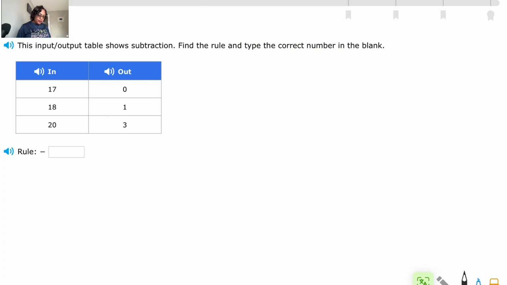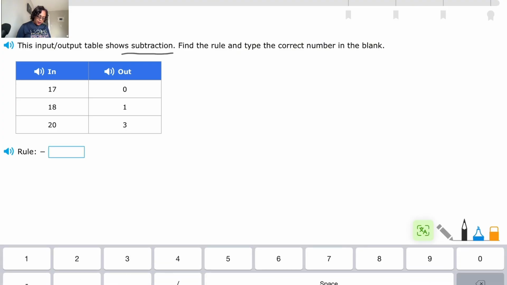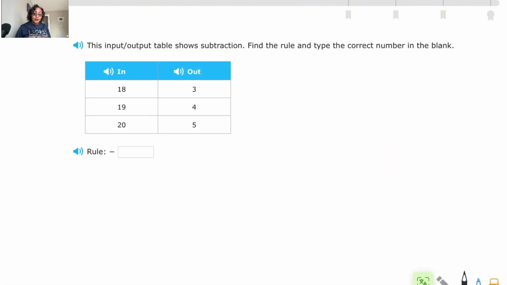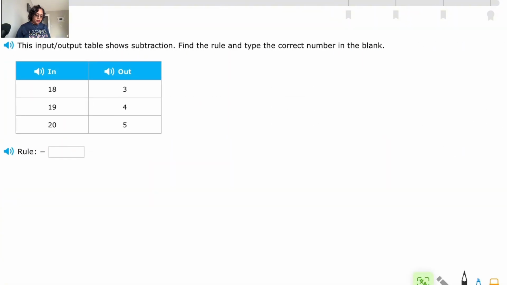So it says the input is 17 and the output is 0. There's a difference in 17, right? So I can just simply type in 17. And if you get it incorrect, you can look at the explanation, right? So the input output table also shows subtraction.